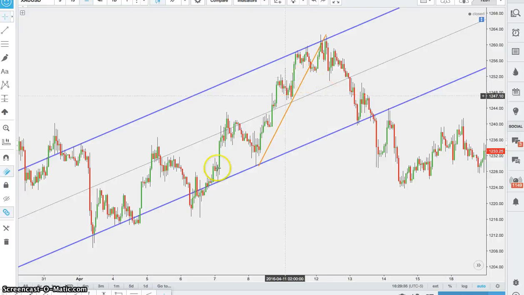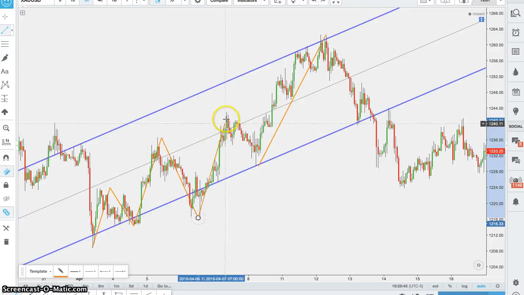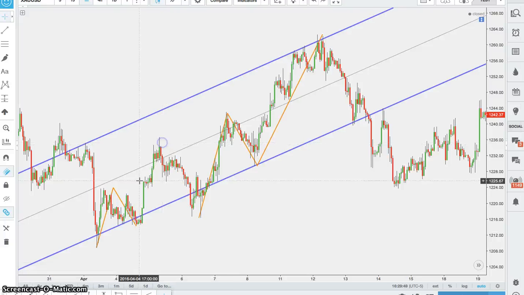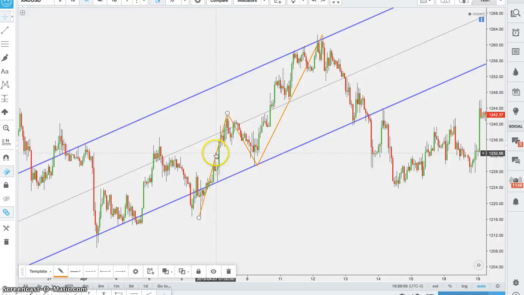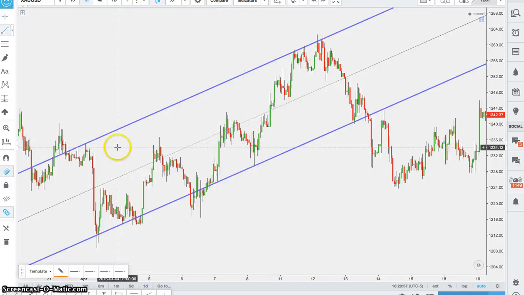So the main key is just to identify those main legs within the trend, and then from there you can start to identify the most important legs to be measuring. And then the final key is simply adding support and resistance levels around there too.